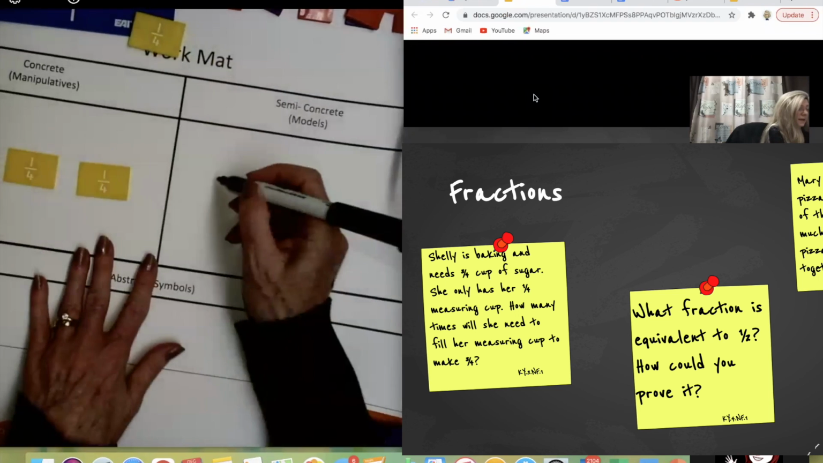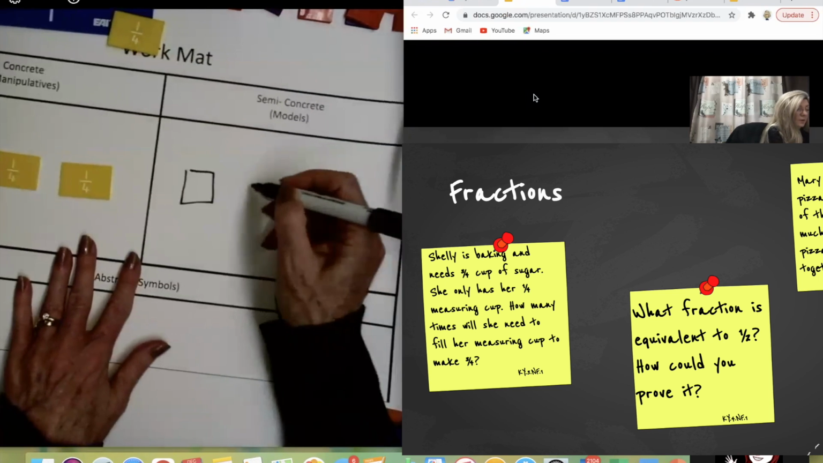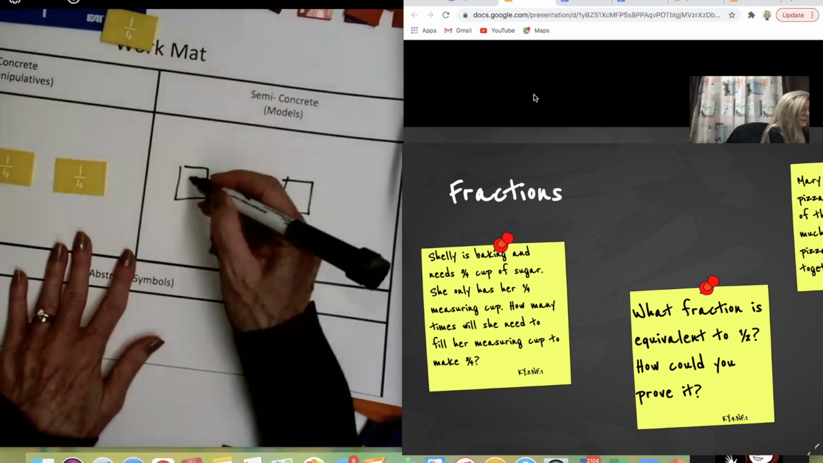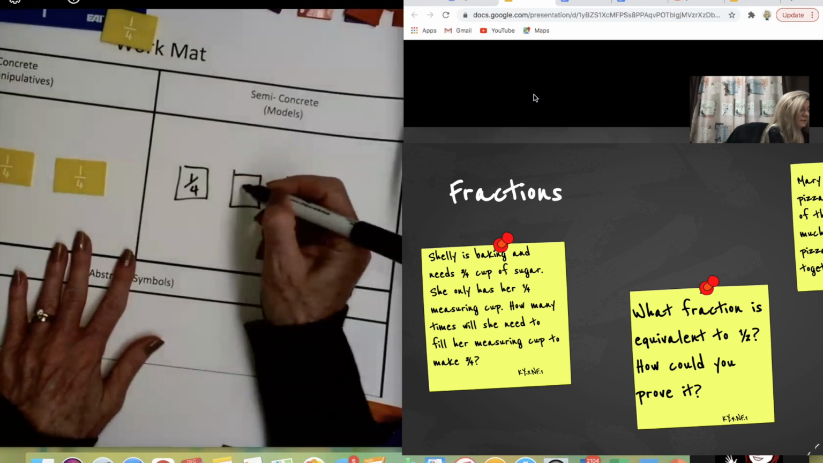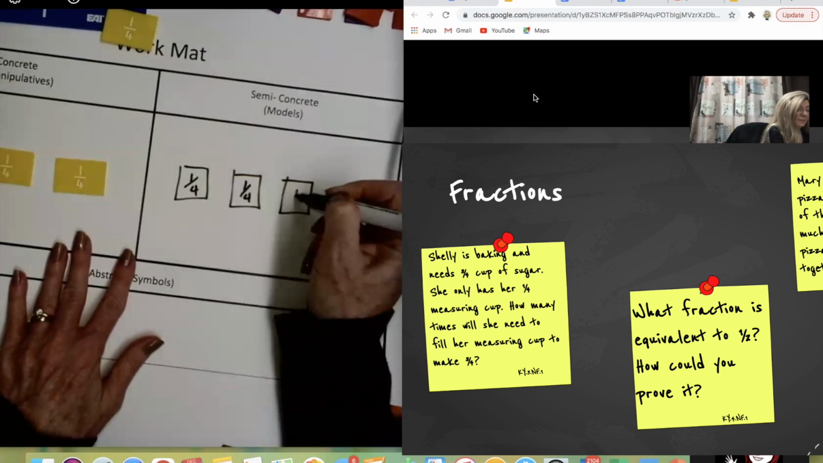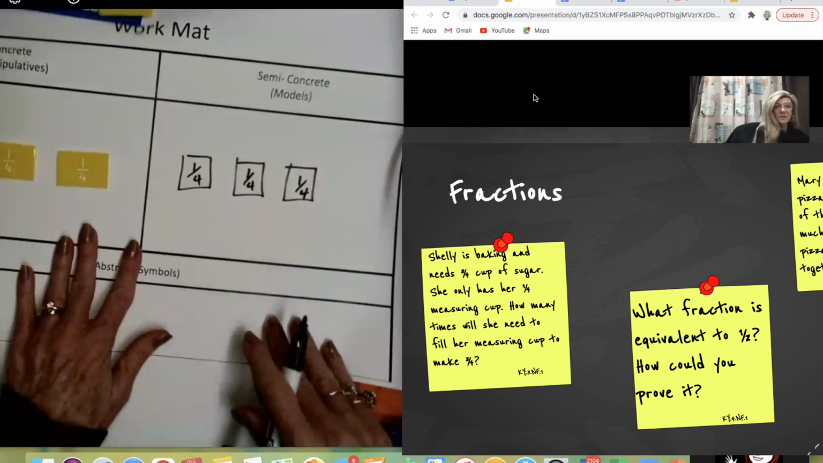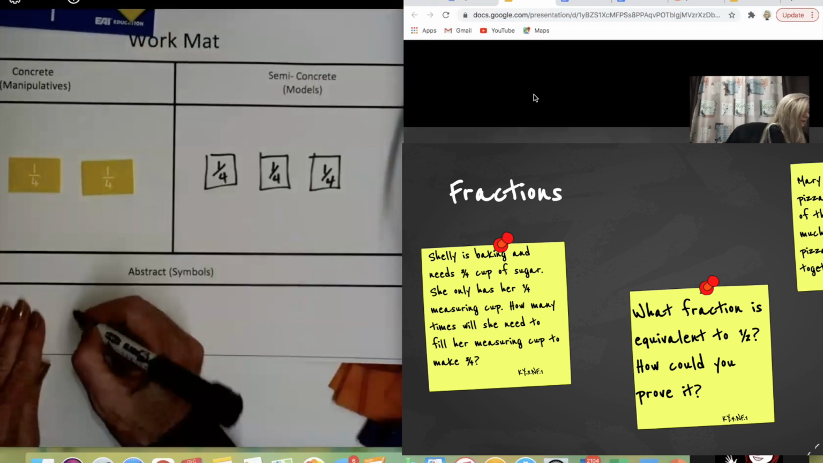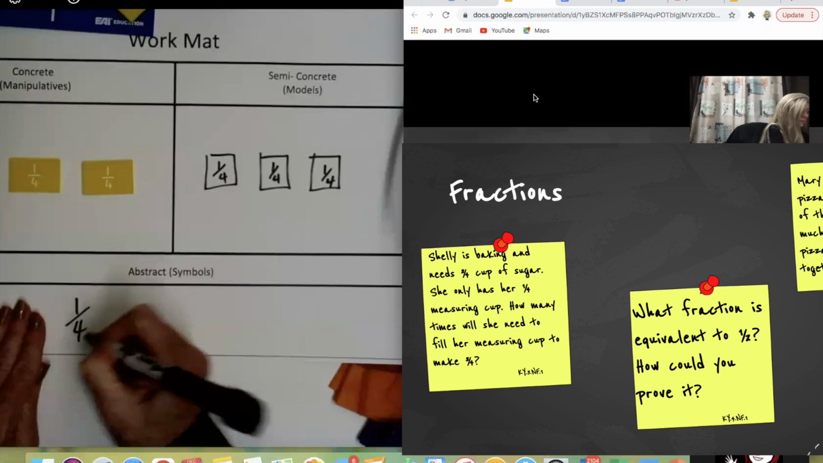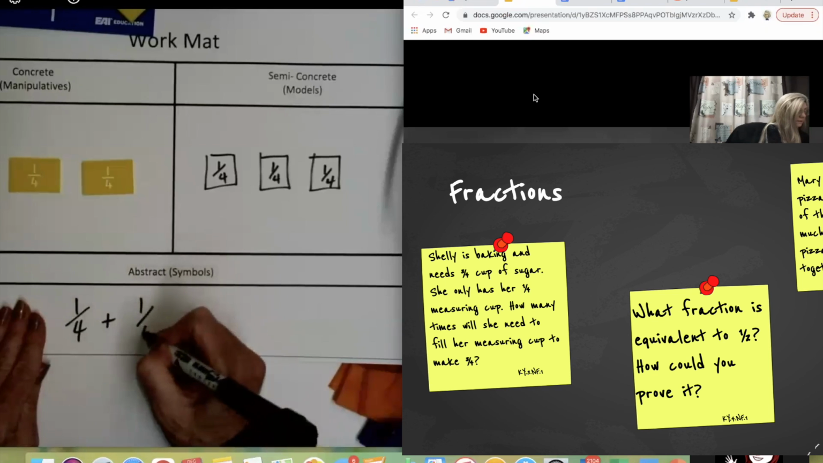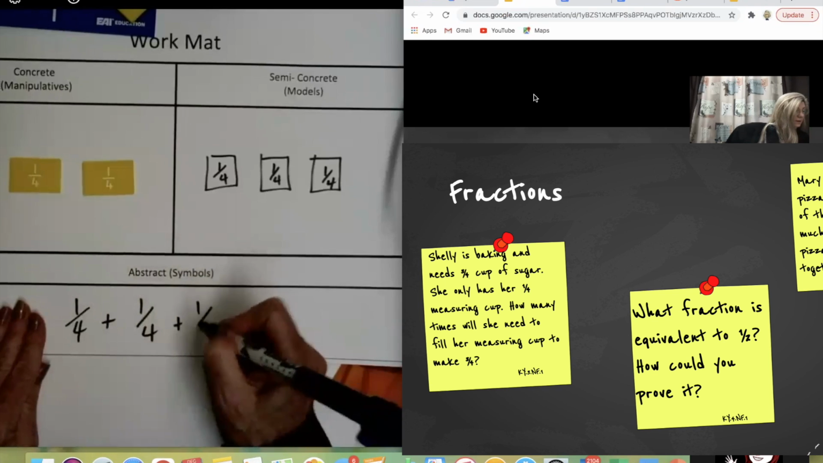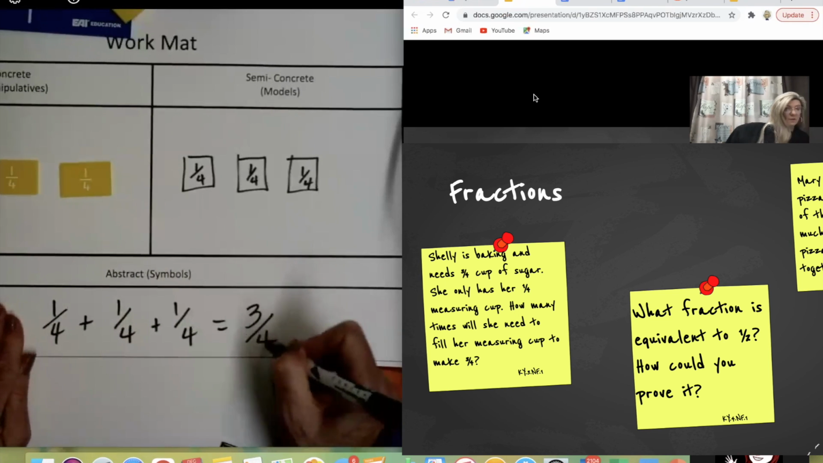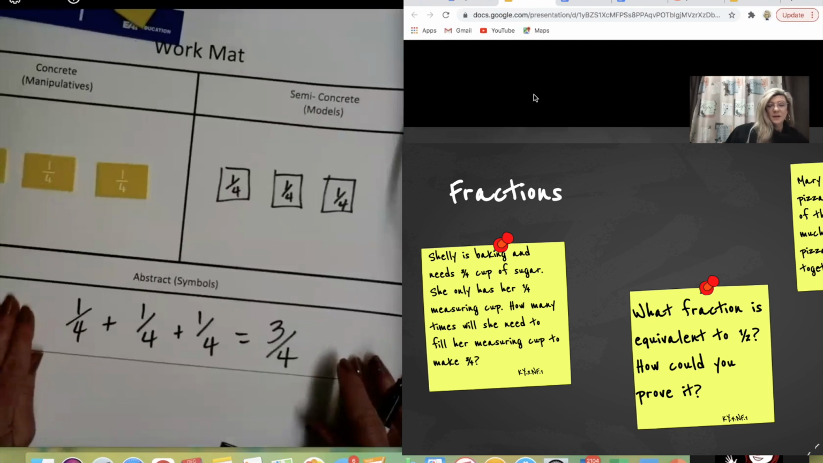So they can actually draw that on a work mat. And I always told my kids, you know, this is not art class. It doesn't have to be perfect. And if they can label them, that's even better. And if not, that's okay. And they can show the 3/4 and they can write it 1/4 plus 1/4 plus 1/4 equals 3/4. And that puts it in that abstract for them.